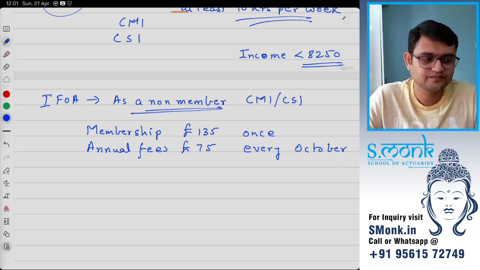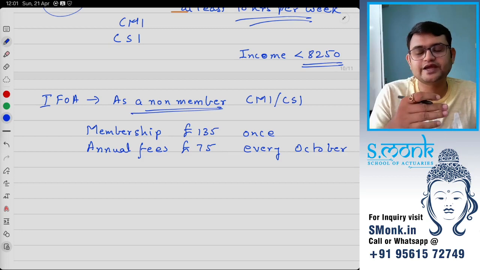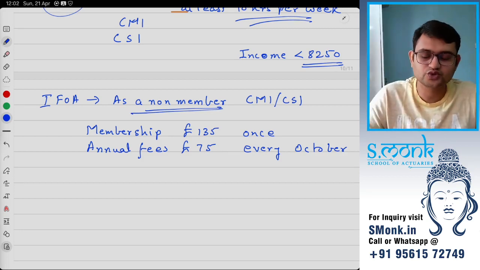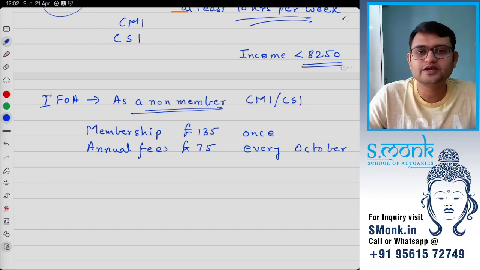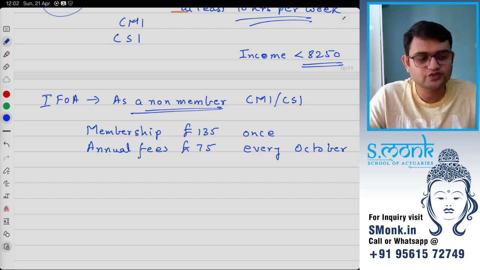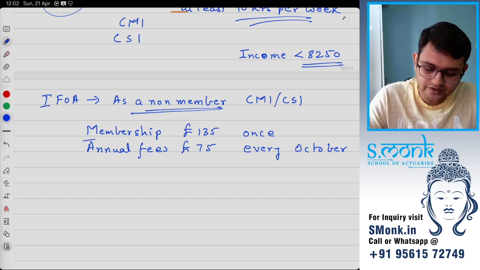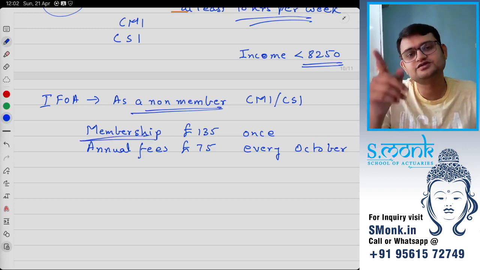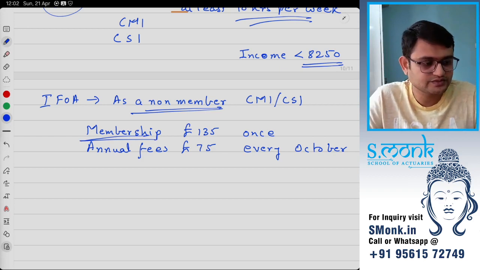Your result is going to come 2 months after your examination. So the result will be in November or December. After that you will have to take the membership. So then you pay the fee directly next October, right?